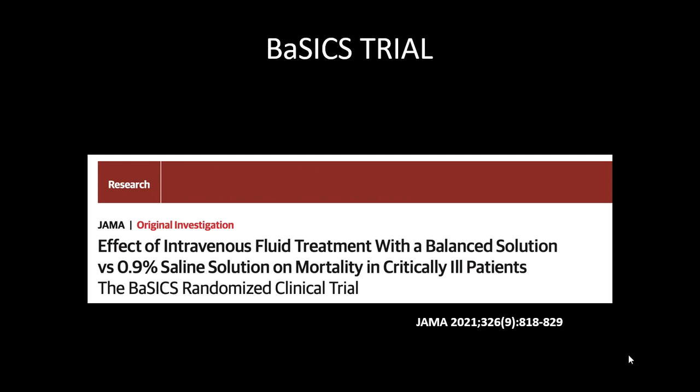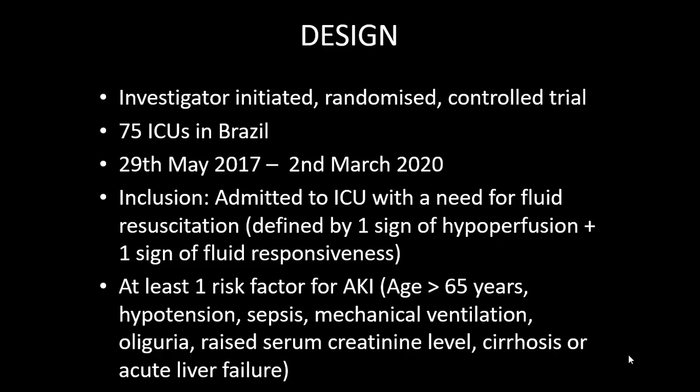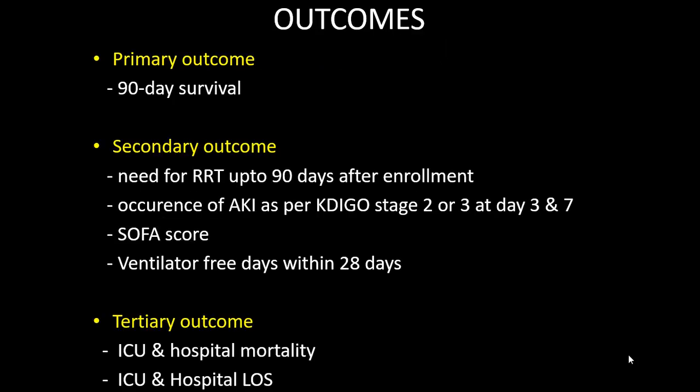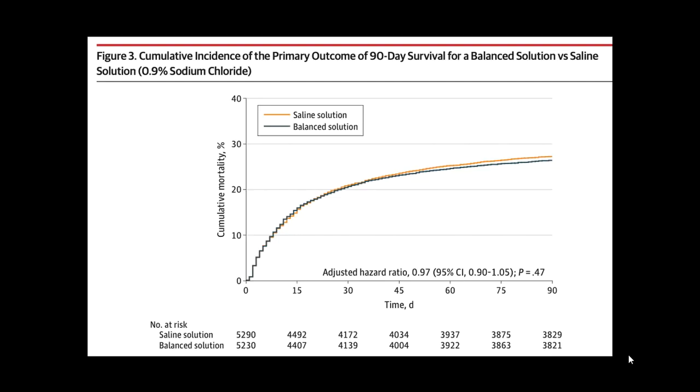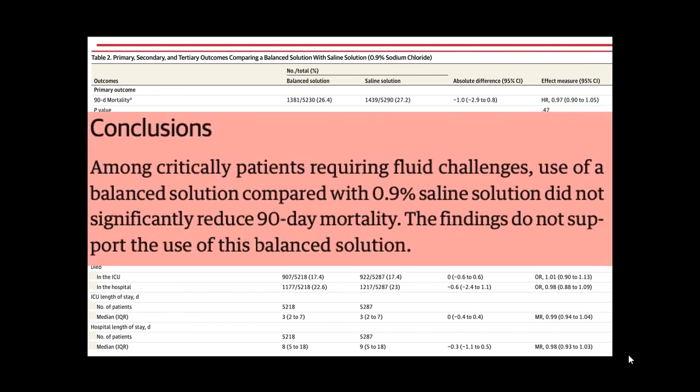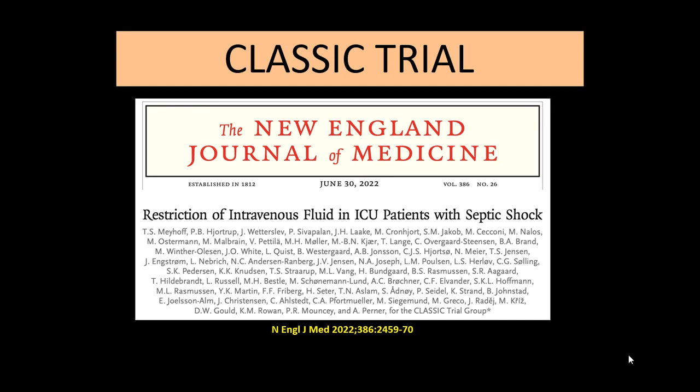On similar lines, the BASICS trial again compared balanced solution versus 0.9% saline. 75 ICUs in Brazil took part, and they gave fluid only to patients who required resuscitation, defined by signs of hypoperfusion and one sign of fluid responsiveness. The primary outcome was 90-day survival, and the secondary outcome was other organ failure days. They found it did not make any difference to mortality whether balanced salt solution or any other solution was used. So almost on similar lines to the PLUS trial, it did not significantly reduce 90-day mortality.